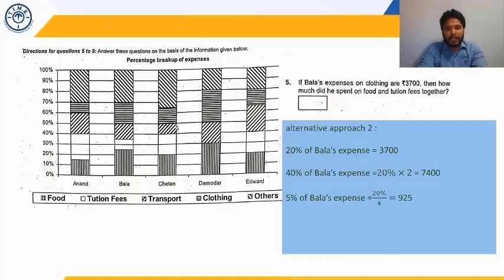I hope it is clear till here. What we have done, we are just doing multiple ways to solve this question. If 20% of something is given, how to find out 35% of the same thing. So there are multiple approaches, and we can do it in any way. What we need to find out is 35% of Bala's total expense. We have already calculated 40% and 5%, and the difference of 40% and 5% is going to be 35% of Bala's expense. So 7400 minus 925, answer is going to be rupees 6475. I hope it is clear to all of you. Okay, next question.